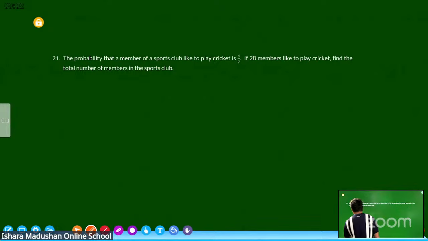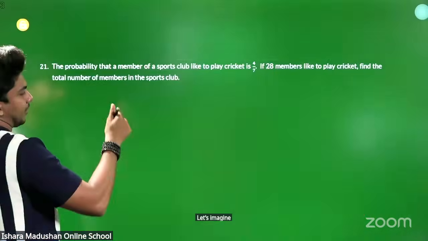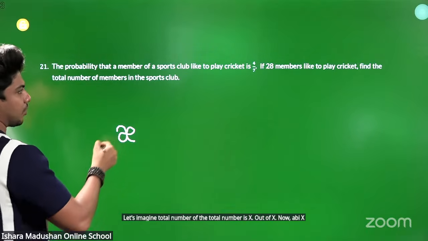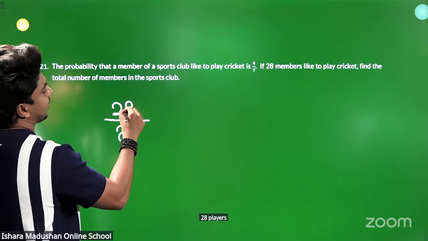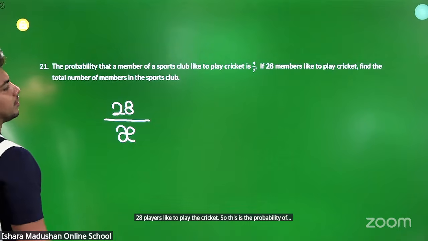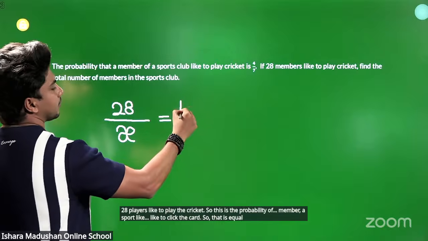What is the probability that a member of a sport club likes to play cricket is 4/7? If 28 members like to play cricket, find the total number of members of the sport club. Let's imagine the total number is x. Out of x, 28 players like to play cricket. So this is the probability, and that is equal to 4/7.